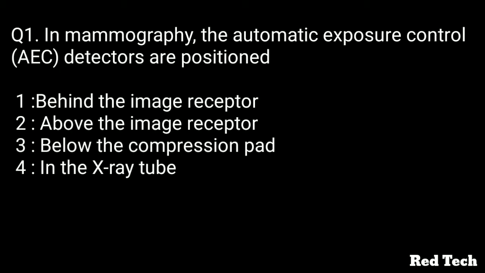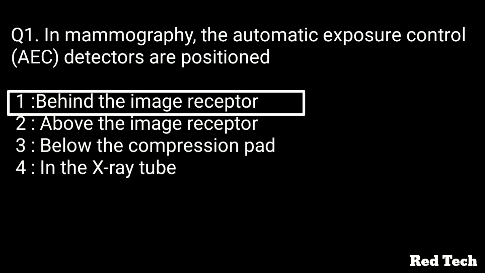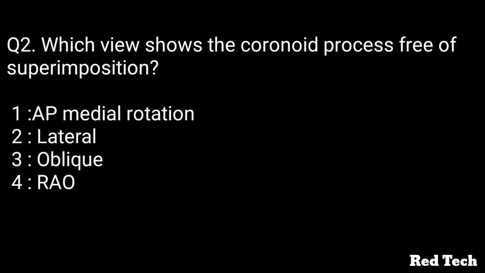Question number 1. In mammography, the automatic exposure control, meaning AEC detector, is positioned. Option 1 is behind the image receptor, option 2 is above the image receptor, option 3 is below the compression pad, and option 4 is in the X-ray tube. So the right answer is behind the image receptor. This is basically AEC.